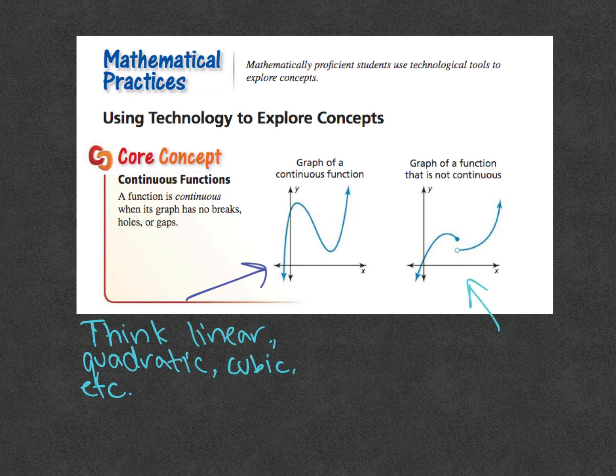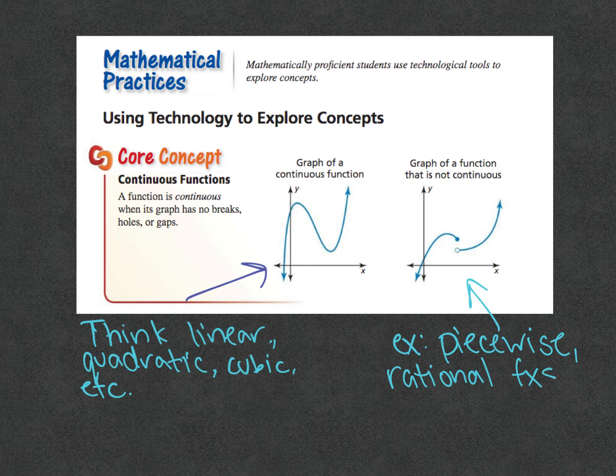Now, for not continuous functions, you can see that if you were to follow with your pencil, you would have to pick it up and move it at some point. So we would call not continuous functions things like piecewise functions. And you'll see a little bit more of that later on this year. Another type of function we could look at is rational functions. We'll take a peek at that.